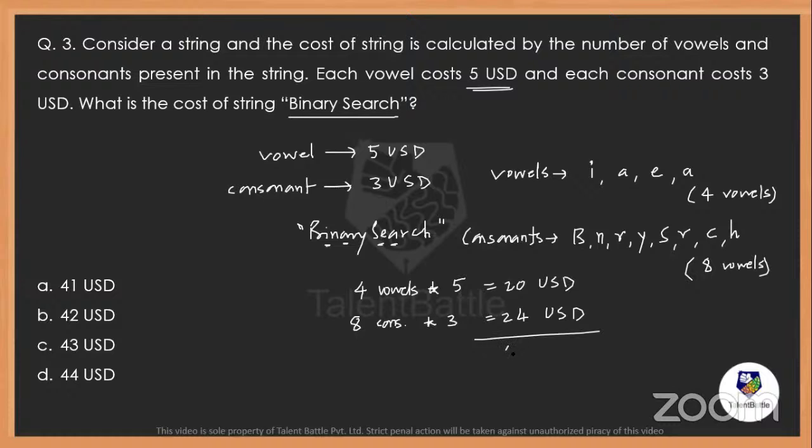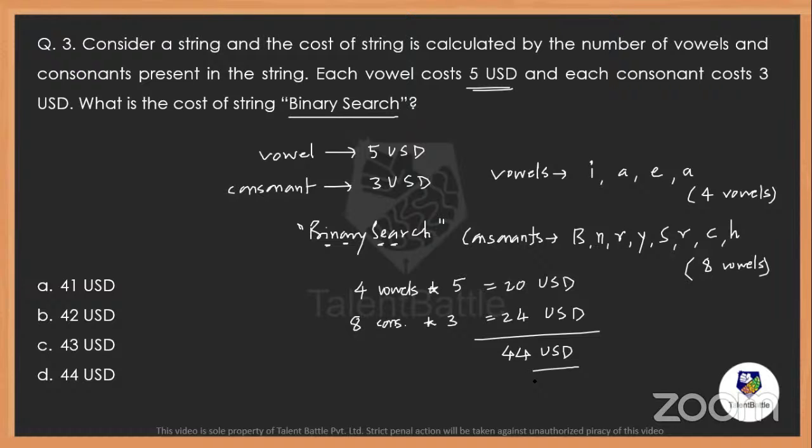So add this. This will give you $44. Got it? As it is not mentioned in the problem statement whether we have to consider the vowels only once or whether we have to consider the consonants only once, so we are not applying that case.